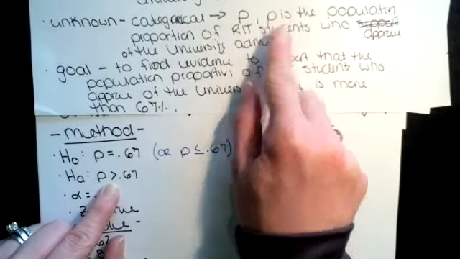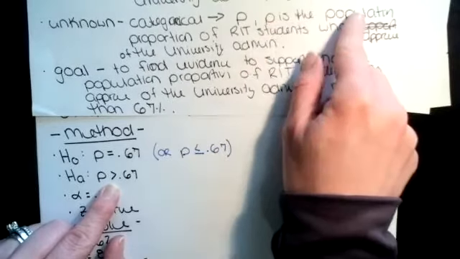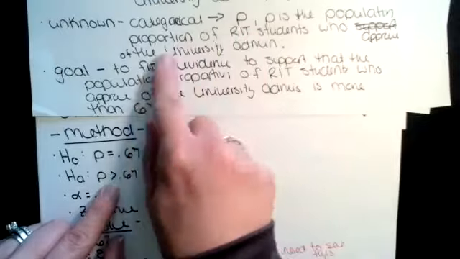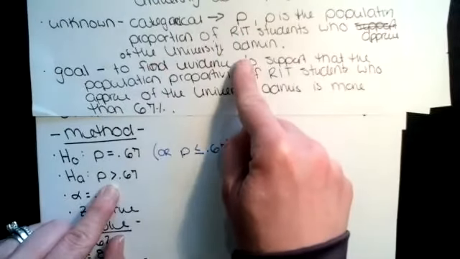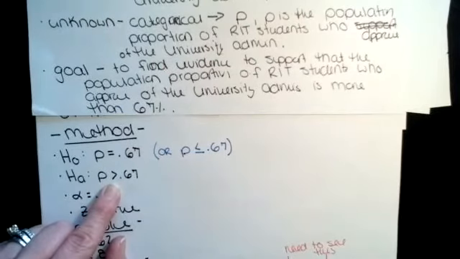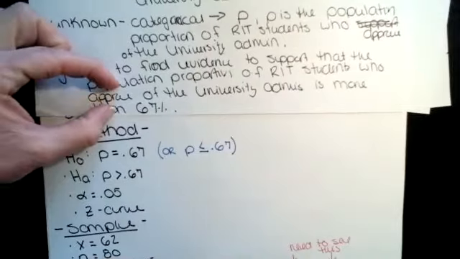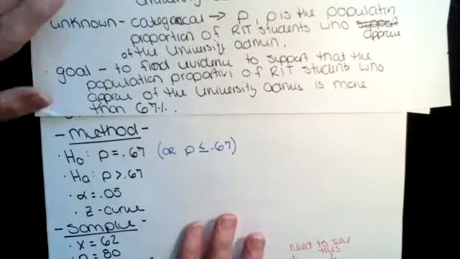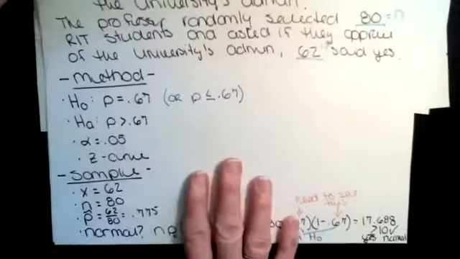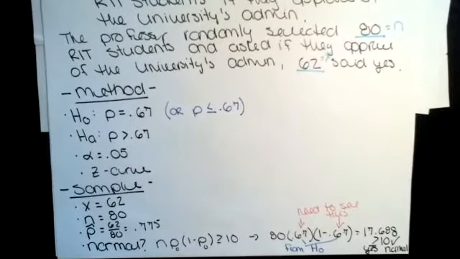Okay, so you can see where this all starts tying together. P is the population proportion of RIT students who approve of the university's admin. And I'm just saying it's greater than or more than 67% or 0.67. So my HA is right up here, just in words. Okay, so those are just a couple of things I like to mention to make things a little bit easier on you guys as you are working through the problems.